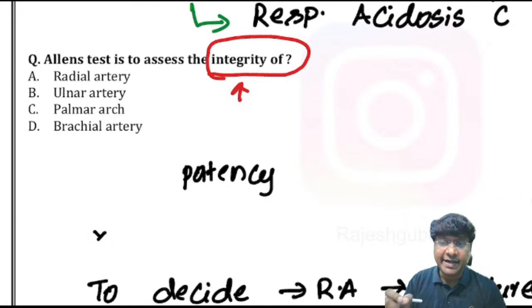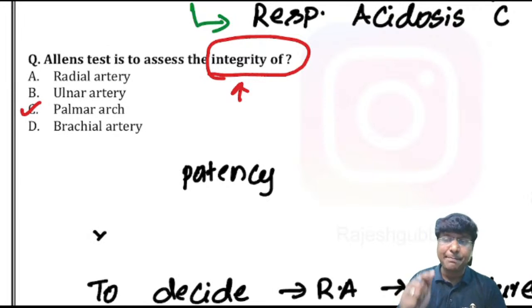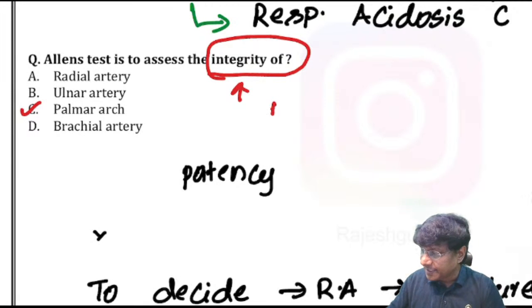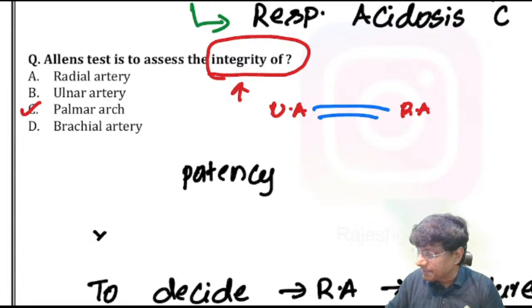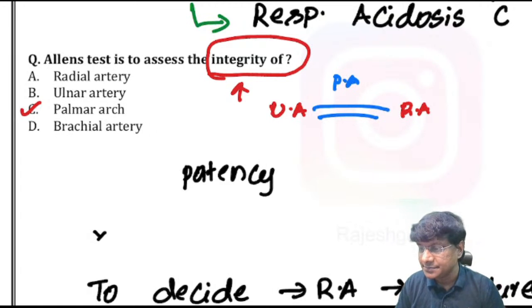Once I have added the words integrity of, this becomes the palmar arch as an answer, because it is the palmar arch which is integrating the radial artery as well as the ulnar artery. So this is the palmar arch, and the answer will be C here.